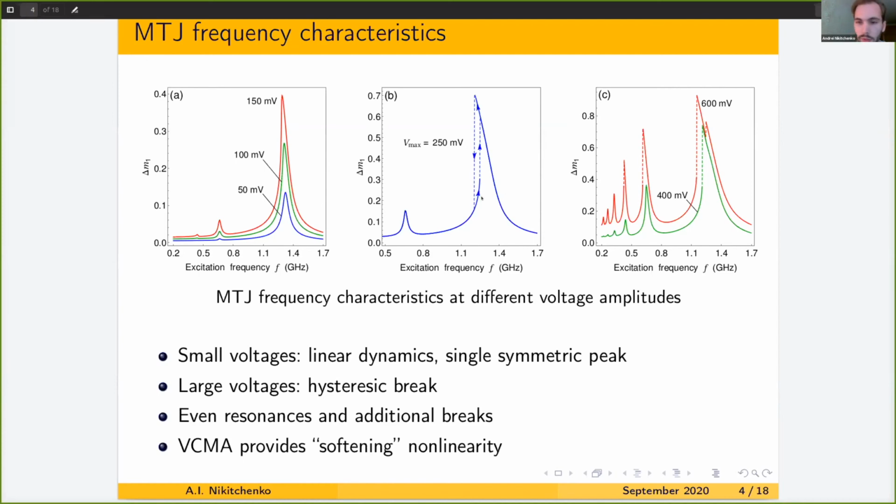For example, if we substitute VCMA by a microwave magnetic field, this break takes place from the right side of the resonance, and it is called hardening nonlinearity. And this result is confirmed by earlier experimental studies provided by other groups.